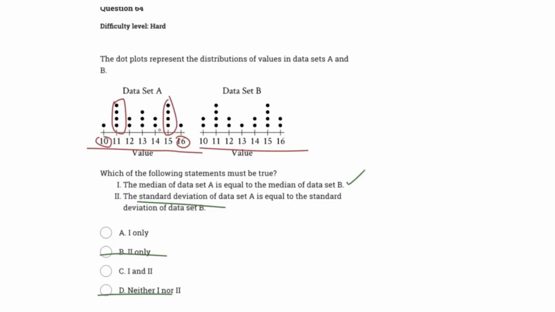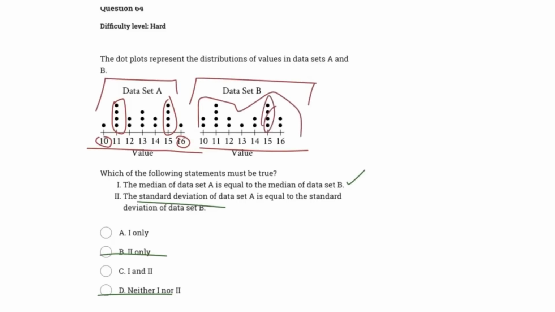Now, going back to standard deviation. Standard deviation is the measure of spread in the data. So the farther away a point is from the center, you know that it is going to have a greater standard deviation. And so even though they're both symmetrical, dataset A and dataset B look different, right?